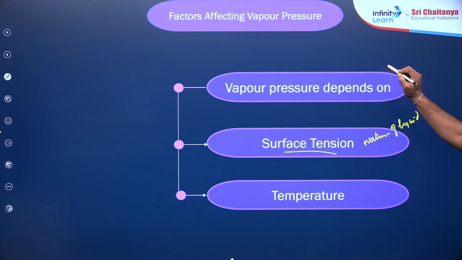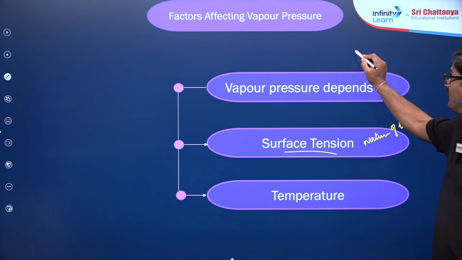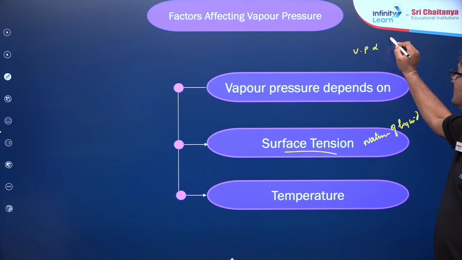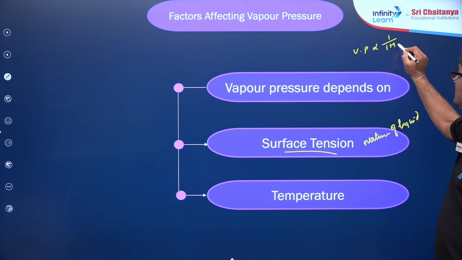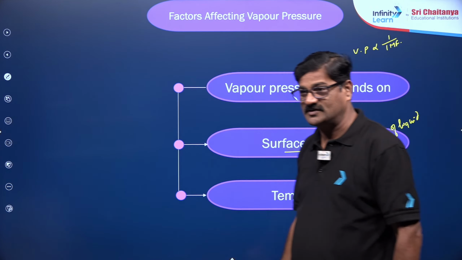जिस लिक्विड को इंटरमोलिकुलर फोर्स कम है उस लिक्विड का वेपर प्रेशर ज़्यादा होगा. सो वेपर प्रेशर inversely proportional to intermolecular force like London dispersion forces, dipole forces, hydrogen bonding जैसे.